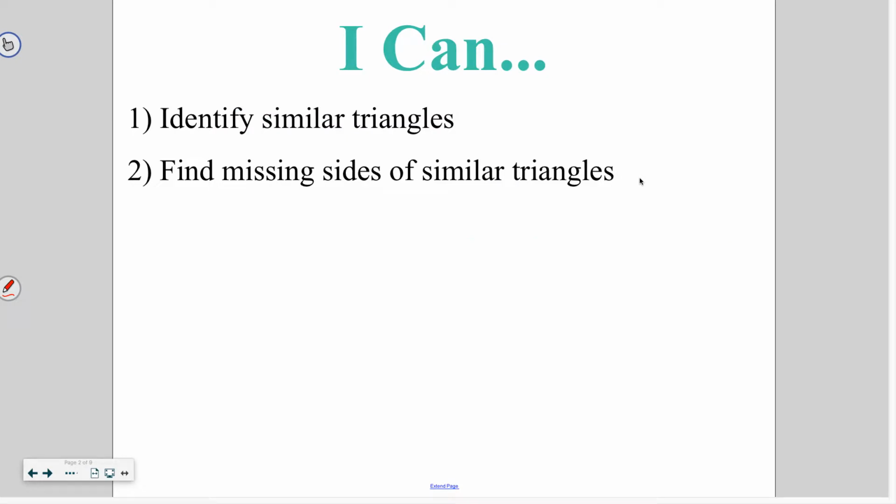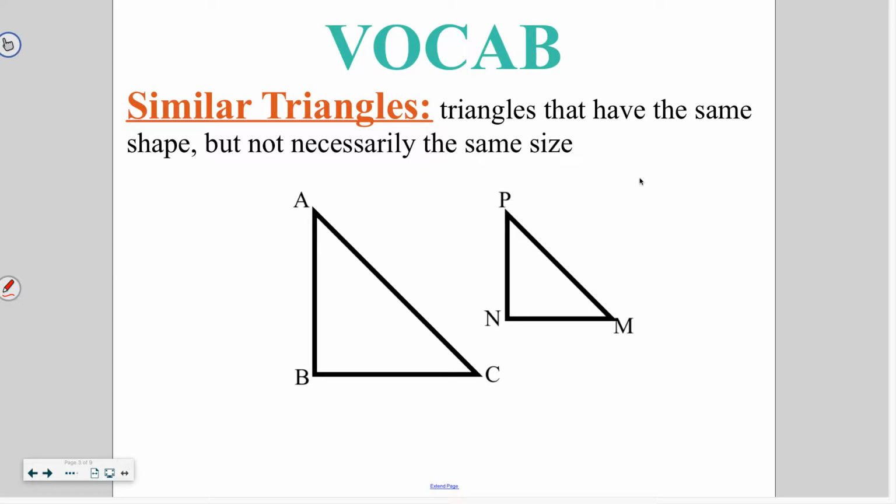By the end of today's lesson, you will be able to identify similar triangles and use that idea to find missing sides. So similar triangles are the same shape, but they do not necessarily have the same size. For example, here we've got two right triangles. Triangle ABC is bigger than triangle PNM, but they are the same shape.